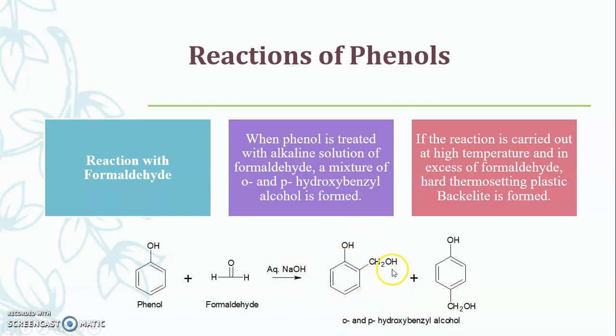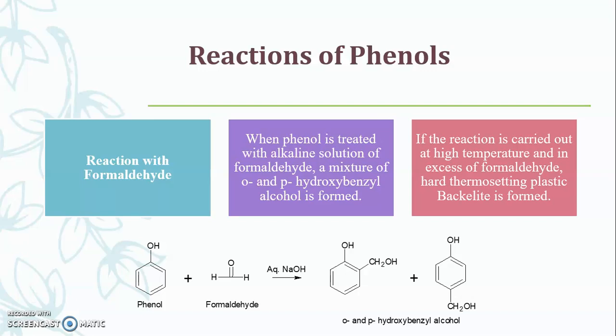Here you can see this hydroxyl group is connected to the carbon atom that is present on the side chain. That's why it is an alcoholic hydroxyl group, while here this hydroxyl group is directly connected to the aromatic system, that's why it is the phenolic hydroxyl group. So there is a difference between this hydroxyl group and this hydroxyl group. So here there will be formation of ortho and para hydroxybenzyl alcohol.